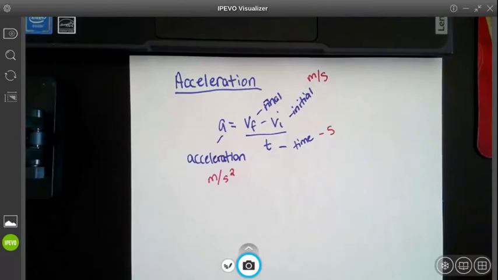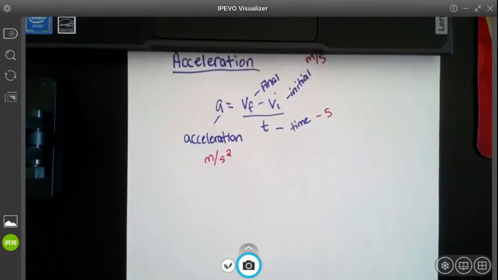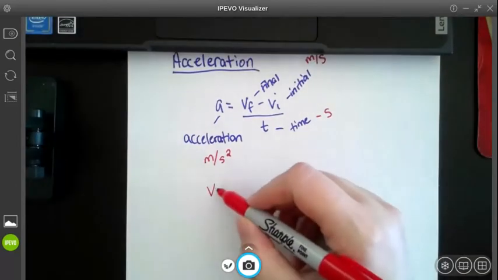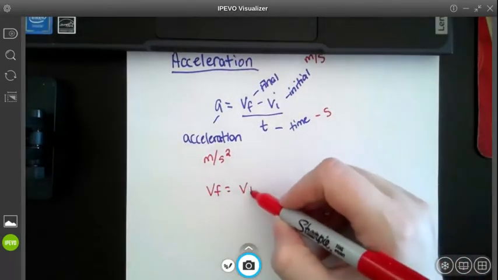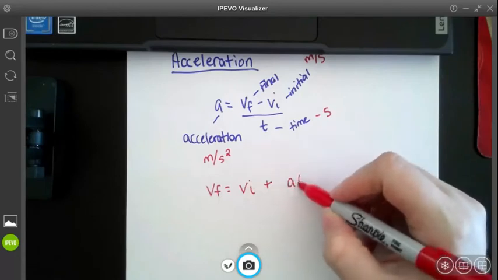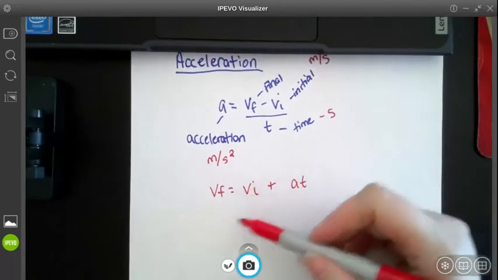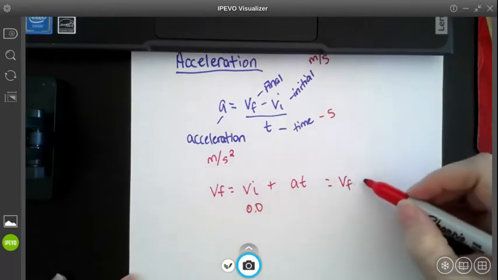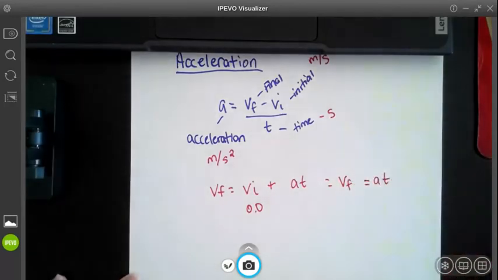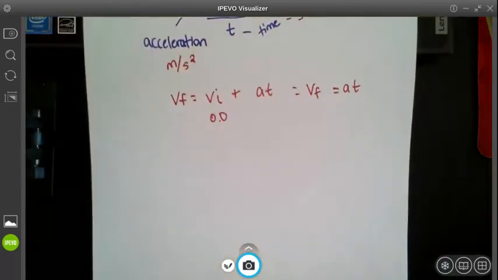Now, if we derive this equation, we're going to have a couple more equations. If we're trying to solve for VF, it's going to equal VI plus AT. If VI is 0, then it would just be VF equals A times T. So it's just going to depend on if you have a value for initial velocity or if you have to assign a value of 0 for initial velocity.